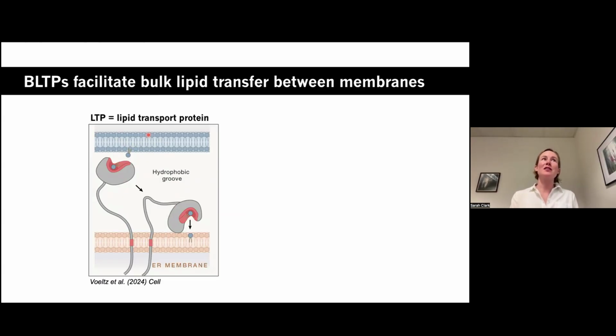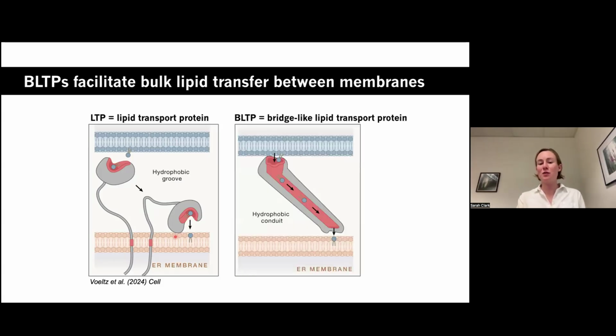How, if a cell needs lots of lipids all at once, is it going to get those lipids through this slow back and forth mechanism, even with thousands of lipid transport proteins? Well, this question was perhaps answered about 6 years ago when BLTPs were discovered. BLTPs also are found at membrane contact sites, but they're different from other lipid transport proteins because they're proposed to form a physical bridge that bridges the donor and acceptor membranes, the donor being most likely the ER, and the acceptor membrane being the other membrane in the cell, the mitochondria, the plasma membrane, et cetera.